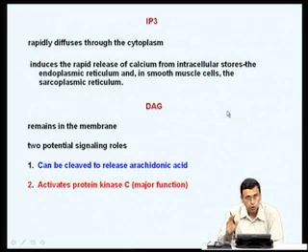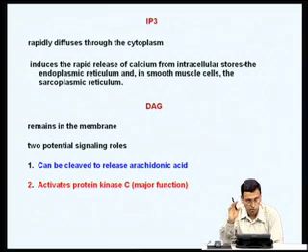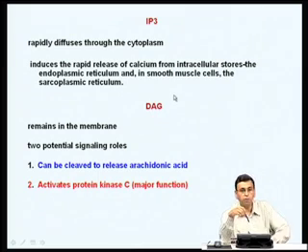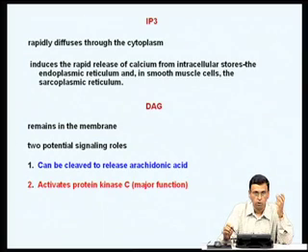So, the inositol triphosphate, which has been synthesized by the action of phospholipase C on phosphatidylinositol bisphosphate, rapidly diffuses through the cytoplasm, and its primary function is to rapidly release calcium from intracellular stores, calcium stores like the endoplasmic reticulum, or if it is smooth muscle cells, it is called the sarcoplasmic reticulum.